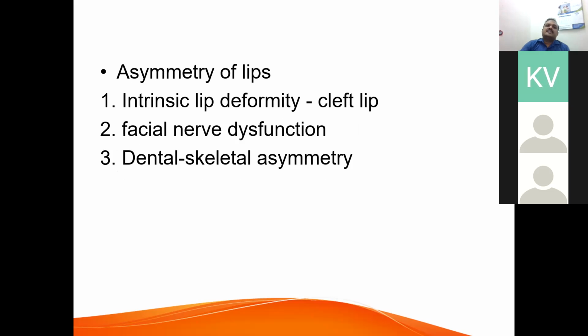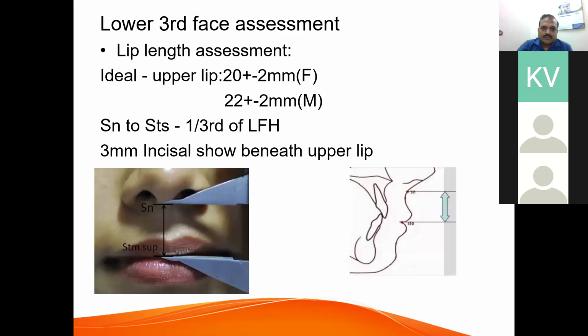Now the reasons for asymmetry of the lips. One is an intrinsic lip deformity: patients who are operated for cleft lip and palate will have an intrinsic deformity, or any traumatic injuries. Another reason is a patient having facial nerve dysfunction. Or dentofacial or skeletal deformities. Dental and skeletal asymmetries can also lead to asymmetric lips.